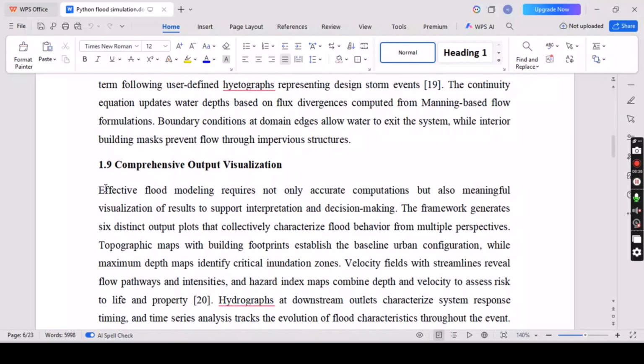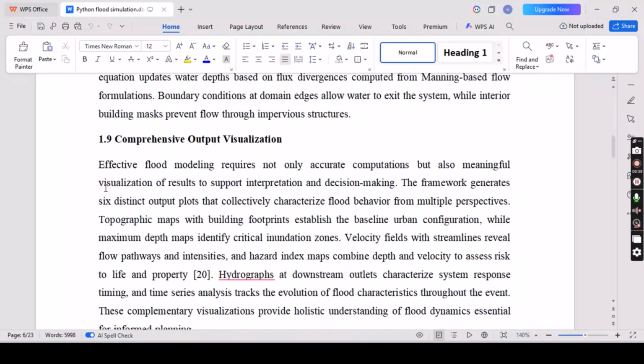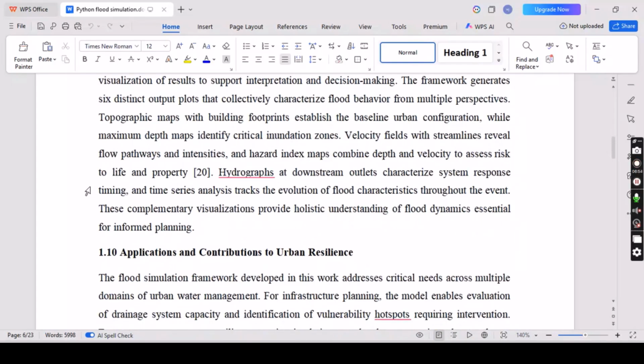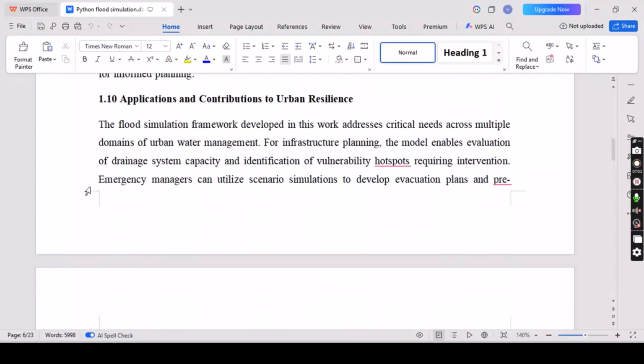The comprehensive output visualization also provides effective flood modeling, as well as velocity fields with streamlines that reveal the flow paths and intensities, and hazard index maps as well. The hydrographs at downstream outlets characterize the system response timing, and time series analysis tracks the evolution of flood characteristics. So, the application and contribution to urban resilience.